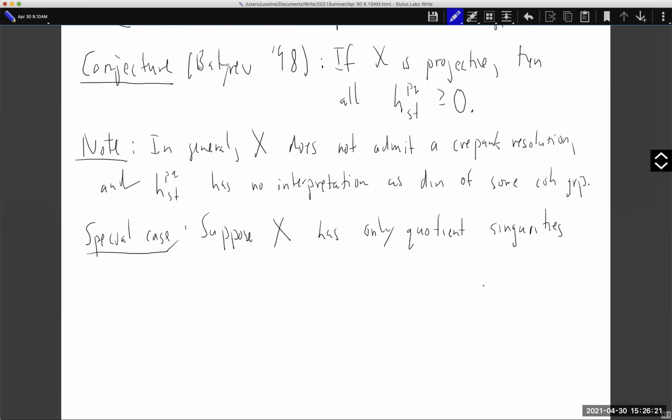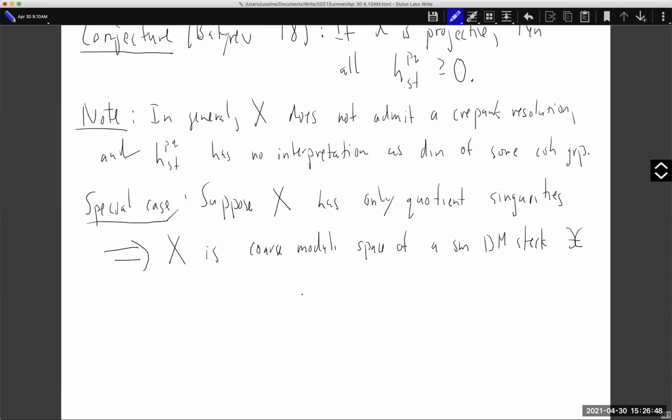Okay, so what is known in this case? Well, by definition, if something has only quotient singularities, then it's the so-called coarse moduli space of a smooth Deligne-Mumford stack. I'm going to give a name to this smooth Deligne-Mumford stack whose coarse moduli space is X. I'm going to call it fancy X. It's going to be the minimal one that does this. So there's a canonical one that you can give to anything with quotient singularities.